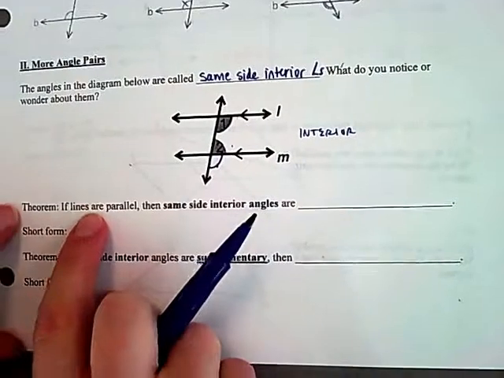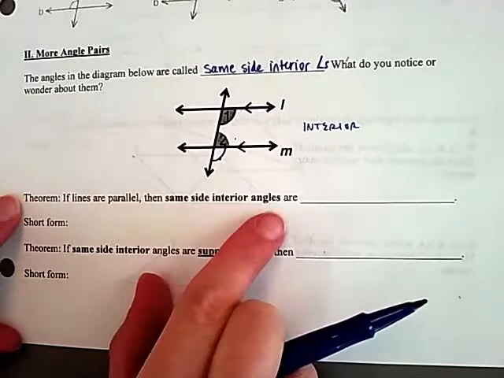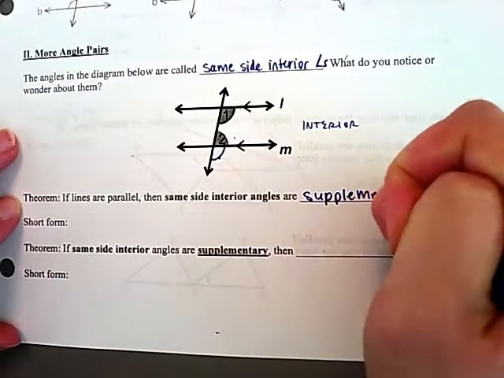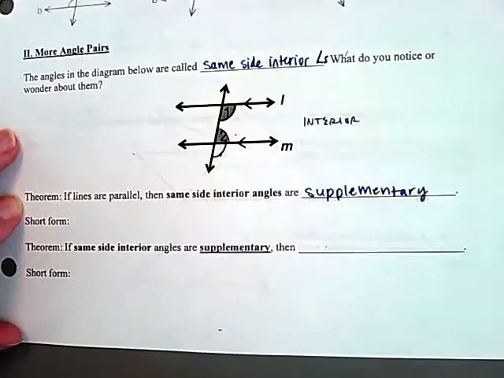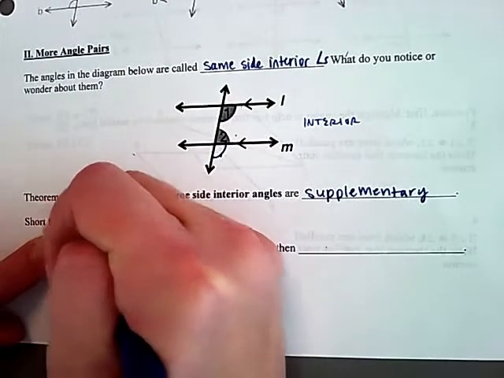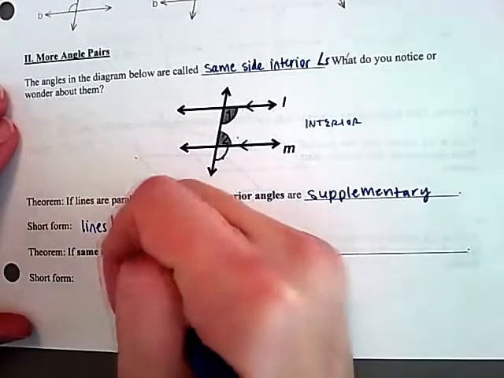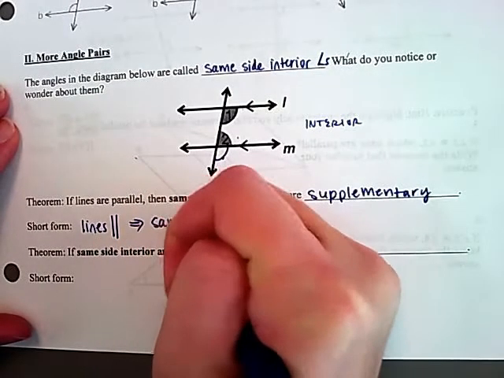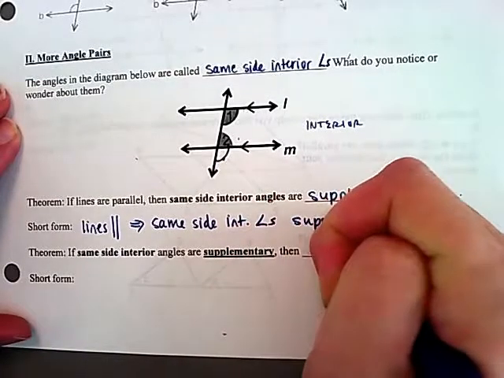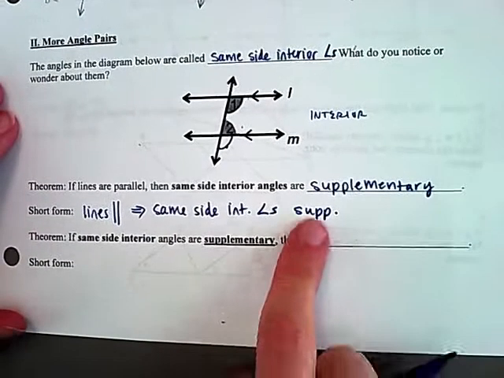This leads us to a new theorem. If lines are parallel, then same side interior angles are supplementary. My short form would be lines parallel, then same side int angles are supplementary. This one doesn't abbreviate quite as nicely because there's no symbol that means supplementary.